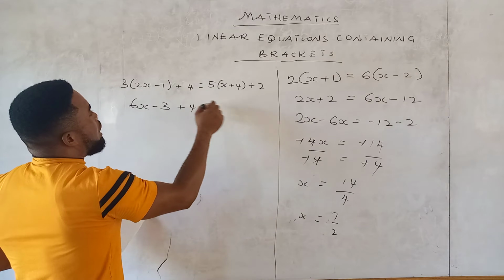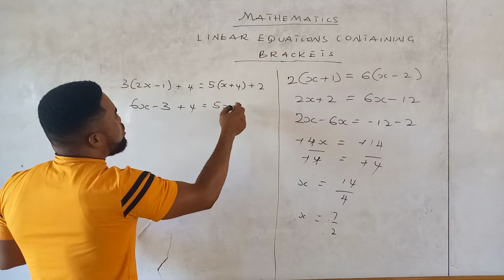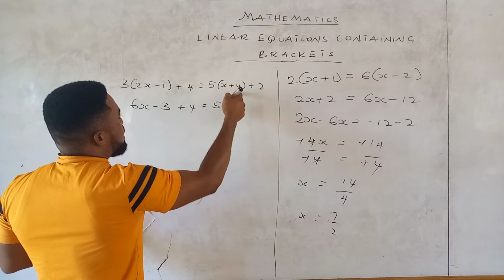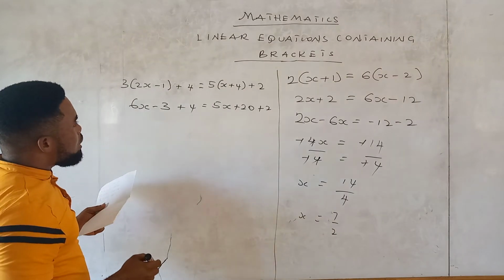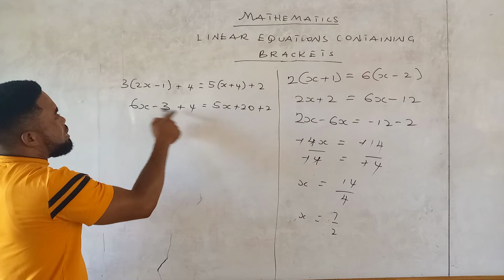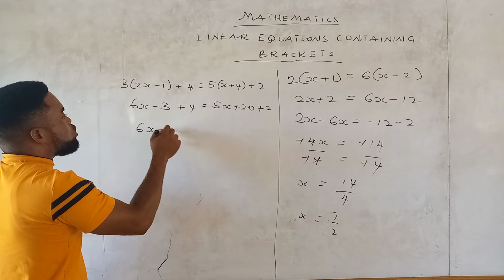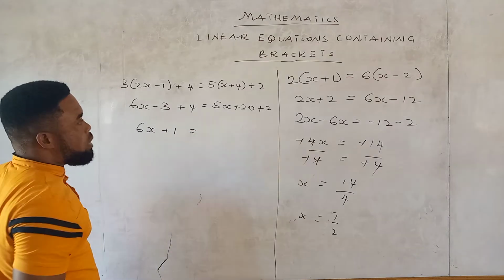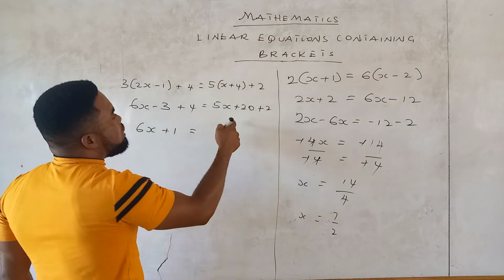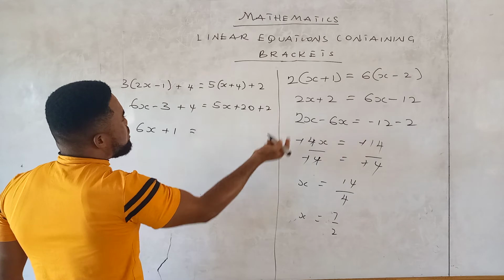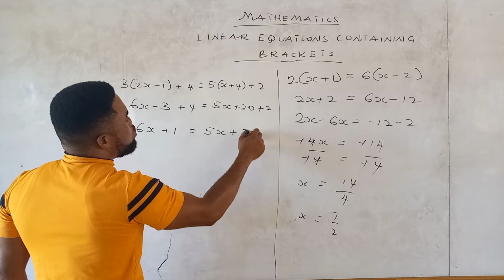Okay, so we are going to have 5 by x will give us 5x, then positive 5 times 4 will give us positive 20 plus 2. Now let's look at them critically. You could see there are numbers here, so we can work with them. So we have 6x, minus 3, plus 4, so we are going to have 1 remaining. Then here we have 5x. When you add the numbers, you are going to have 22.